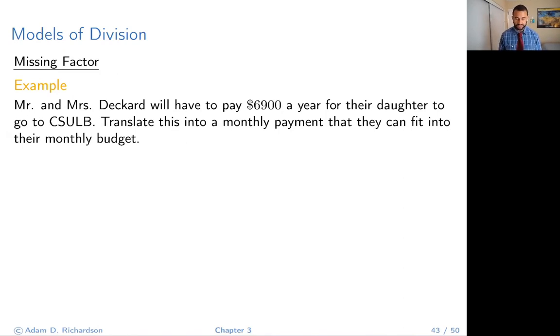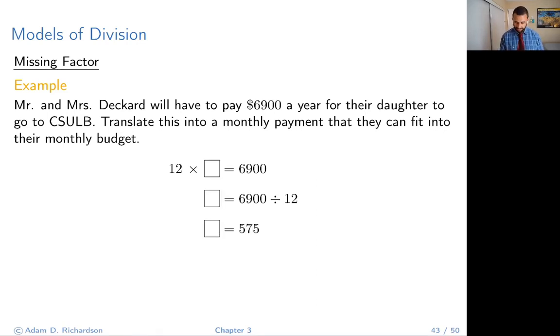There's also this model. This is called the missing factor model. This example says Mr. and Miss Deckard will have to pay $6,900 a year for their daughter to go to CSULB. Translate this into a monthly payment that they can fit into their monthly budget. So they're trying to figure out how much money they have to save each month so that they'll end up with $6,900 at the end of the year to pay for that tuition, right? So this is what they're trying to do.